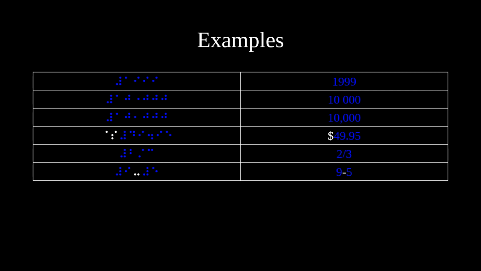Finally, the sixth example requires 2 number signs because it has a hyphen. The hyphen terminates numeric mode automatically. Hence the second number sign, which resumes numeric mode. This is the end of Part 1.